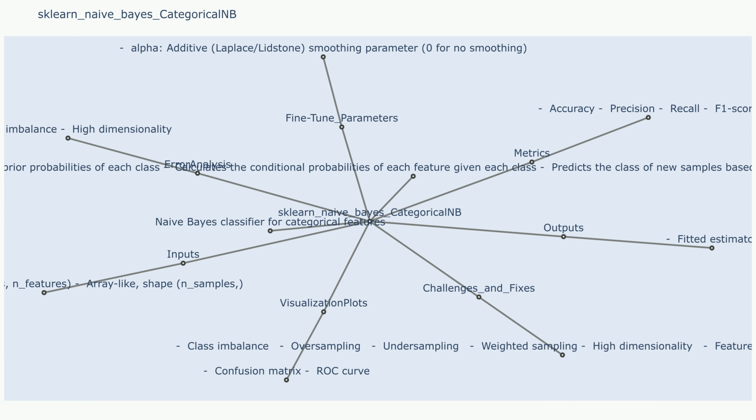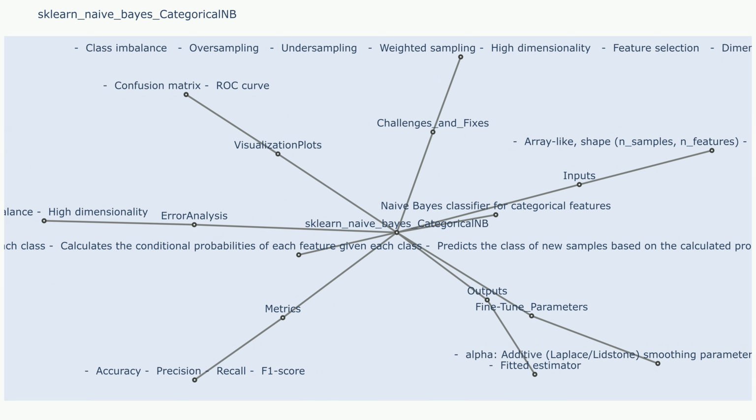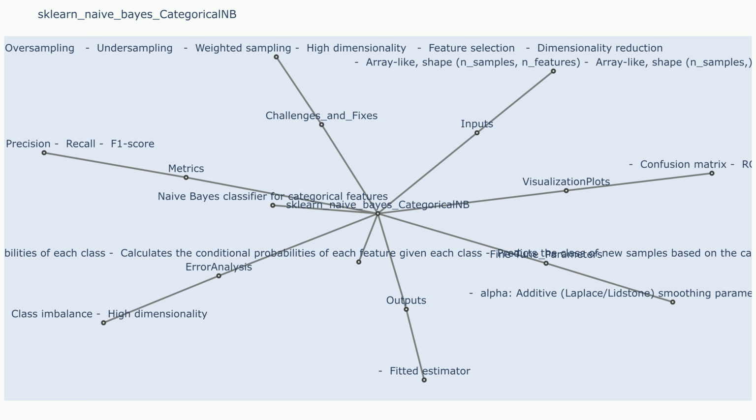Calculate the conditional probability of each feature value given each class, using the frequency of each feature value within each class. Prediction phase. For each new sample, calculate the posterior probability of each class using Bayes' theorem, taking into account the prior probabilities and the conditional probabilities of the features in the sample. Assign the class label with the highest posterior probability to the sample.